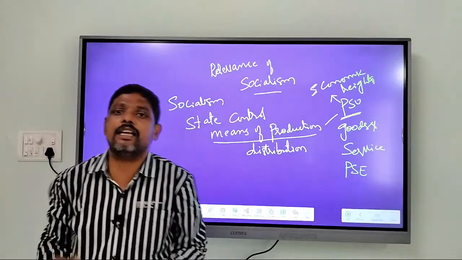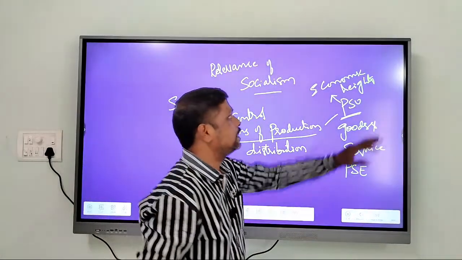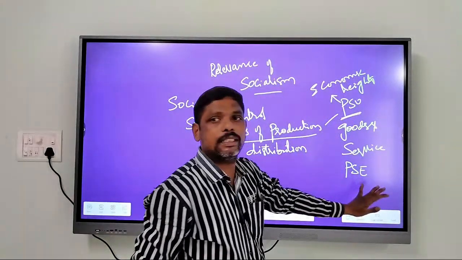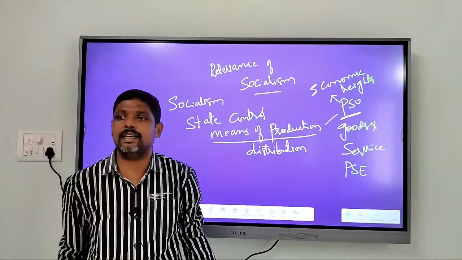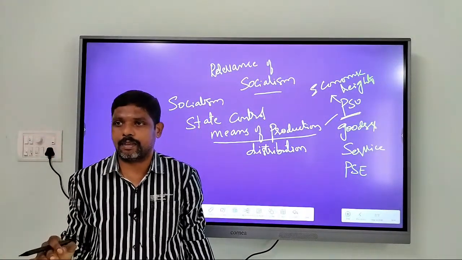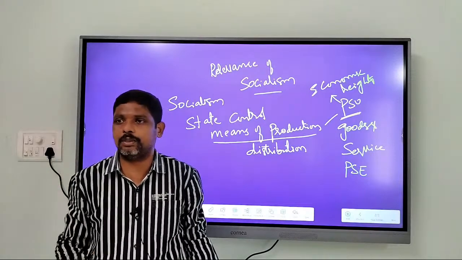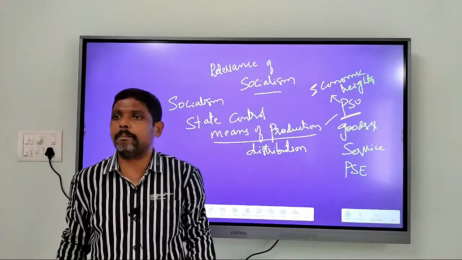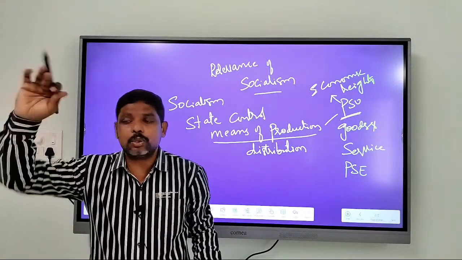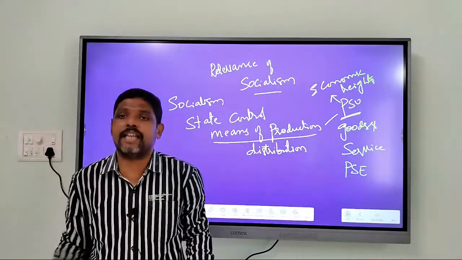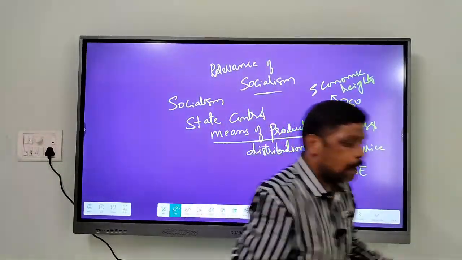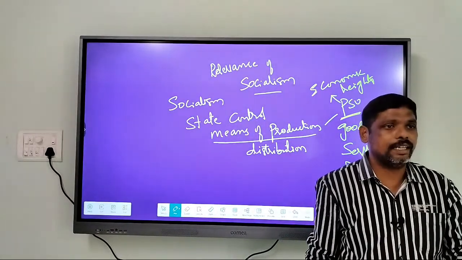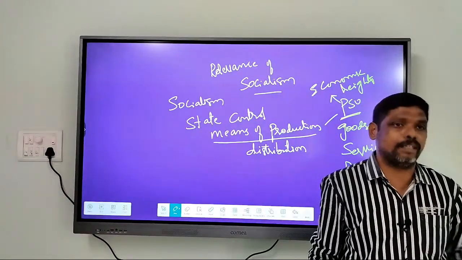So don't get confused by seeing these terms: economic heights of the nation, public sector units, or public sector enterprises. All of them are regarded as means of production. Let me give some examples. You have ONGC, BPCL, HPCL; today we have these petroleum companies, coal companies, steel companies. Now they are being privatized, but initially they were established under the total control of the government.